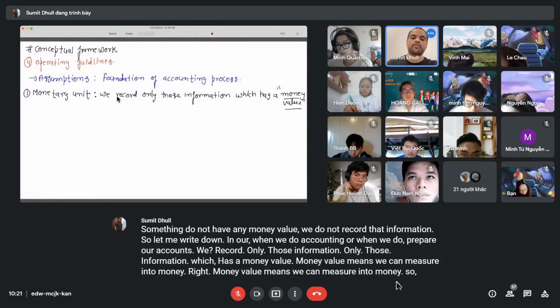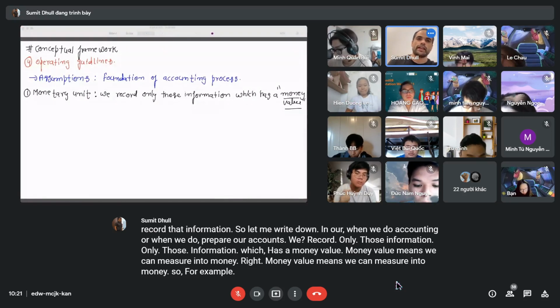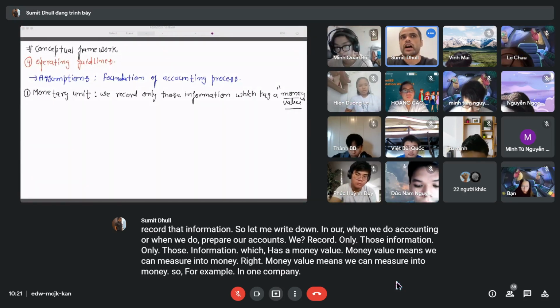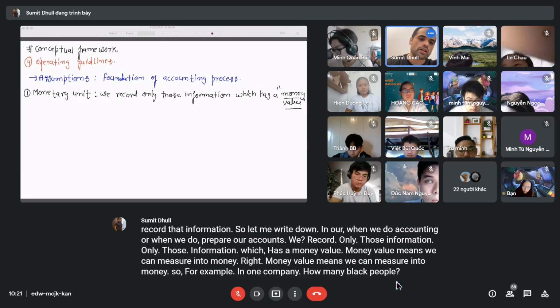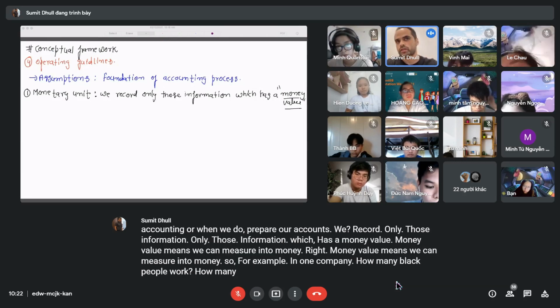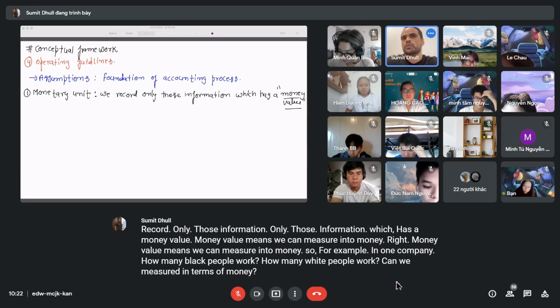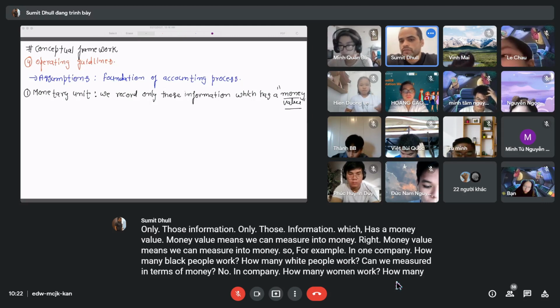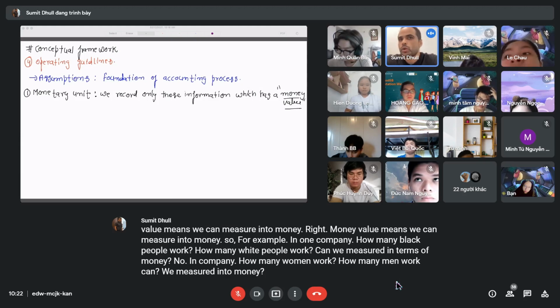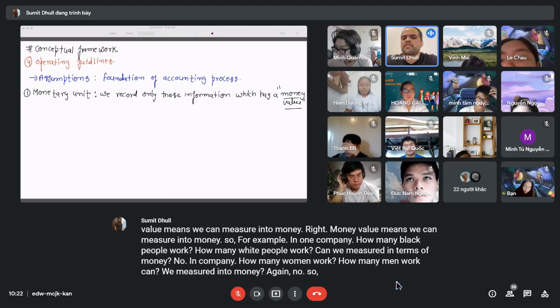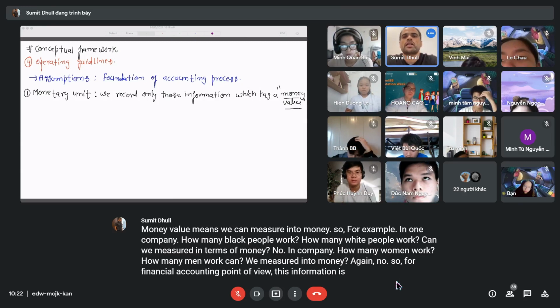So, for example, in one company, how many black people work? How many white people work? Can we measure that in terms of money? No. In a company, how many women work? How many men work? Can we measure that in money? Again, no. So from the financial accounting point of view, this is not monetary information.